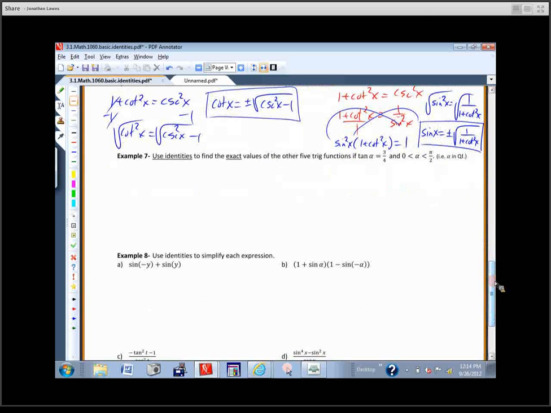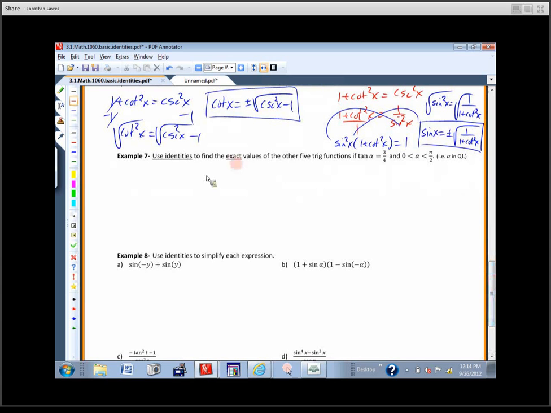Good? Okay. Let's quickly do these next couple. It says, use identities to find the exact values of the other 5 trig functions if tangent of alpha is 3 over 4. And let's see, alpha is in, well, what's good about this? You don't have to worry about any of the pluses or minuses. You know they're all going to be positive, right? Now, we could draw a picture for this. We could draw a little triangle in this quadrant. We could say the opposite is 3 and the adjacent is 4, and we could find this one right here. But it said use identities.